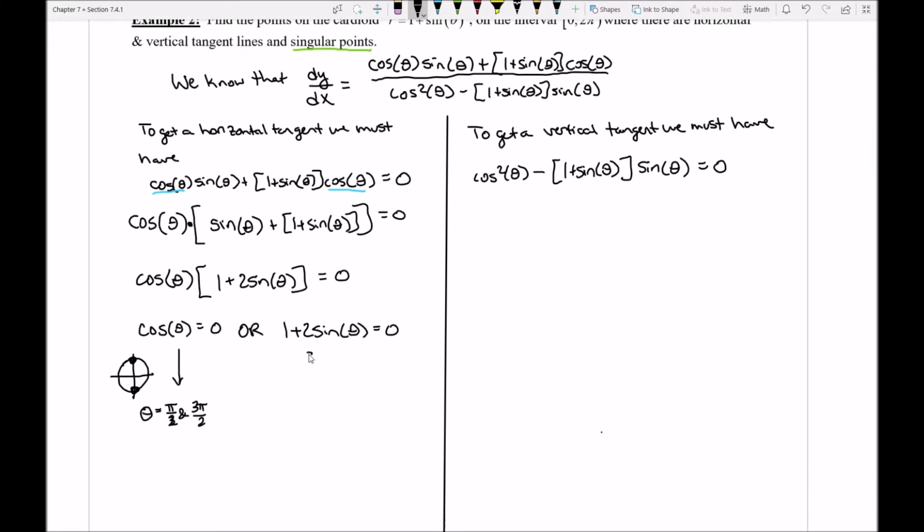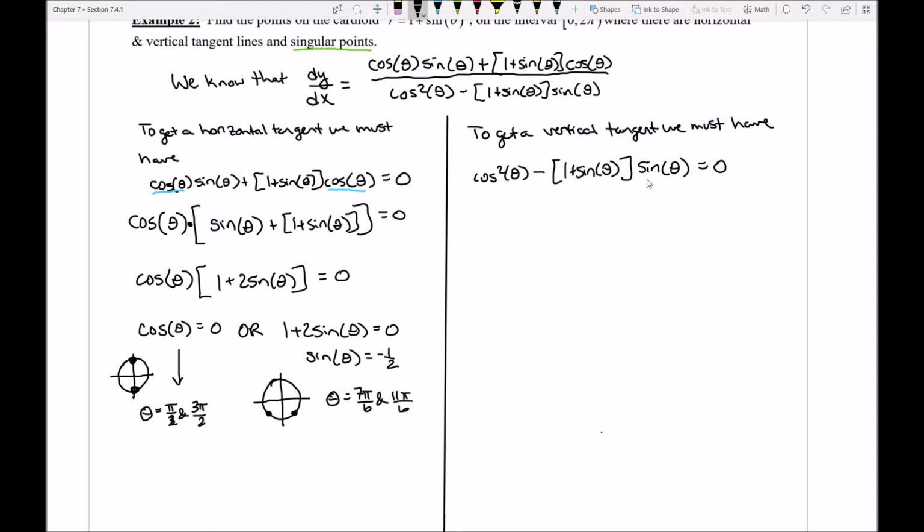Notice over here, this is going to get me sine of theta is equal to negative 1/2. And if I think about when that happens, if the sine's going to be negative, I've got to be in one of the lower quadrants, somewhere over here and here. And this should then end up being my angles of 7 pi over 6 and 11 pi over 6. So these are all the different values that I can plug in for theta on the interval 0 to 2 pi that give me my numerator equal to 0.